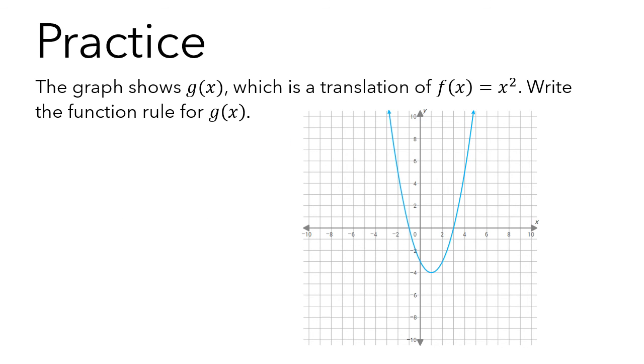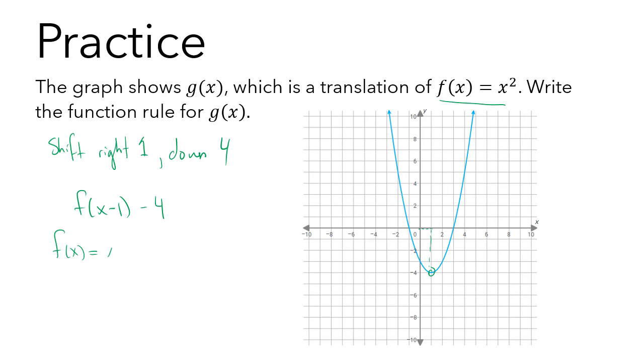Let's try this last one. We're given a graph and we want to find the equation after transformation. So this is the original f of x equals x squared, and we notice that this one has been shifted to the right and down 4. So let me write that out. Shift right 1 and down 4. So I know a shift right 1 would be actually negative because it's opposite on the inside, and then down 4. So I'm going to change f of x equals x squared to reflect that, and it would become x minus 1 squared minus 4.